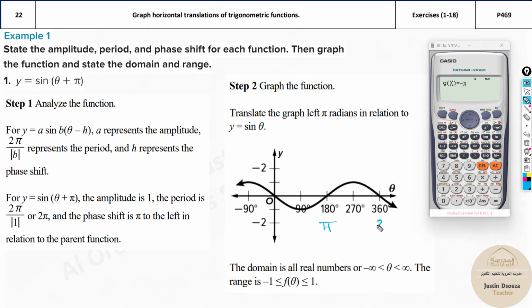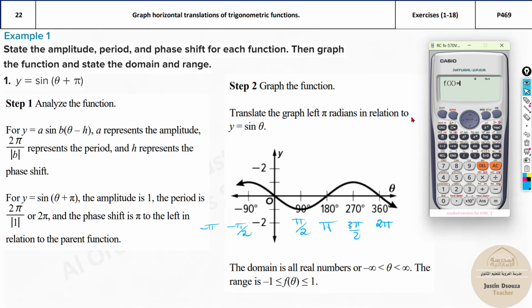180 is pi. 360 is 2 pi. This one over here is 3 pi by 2. And lastly, we have 90 as pi by 2. Same way, minus pi by 2 and minus pi. So let's take minus pi as the starting point. From here we'll get the point. Oh sorry, what did I do? This should be minus pi.